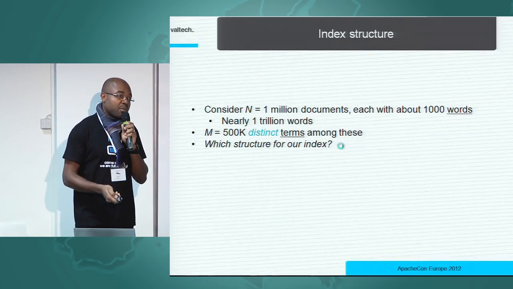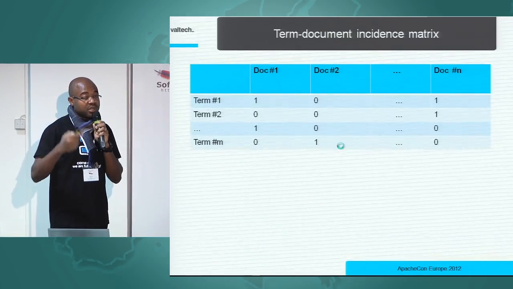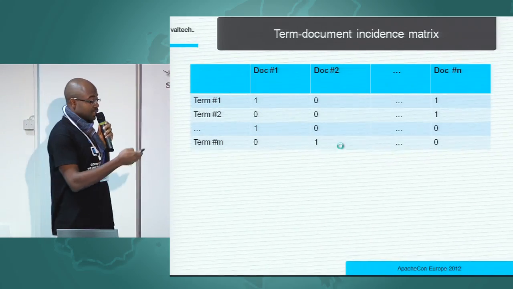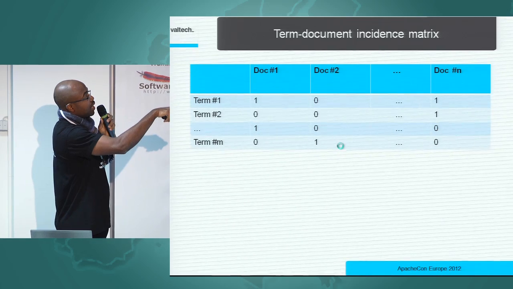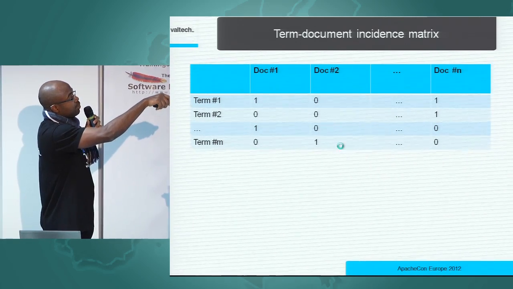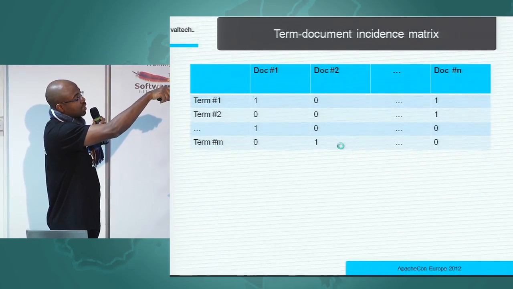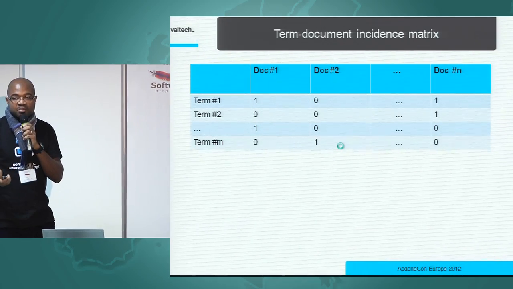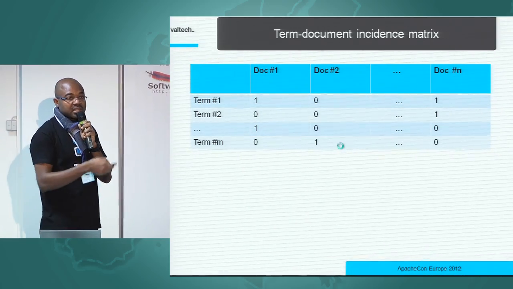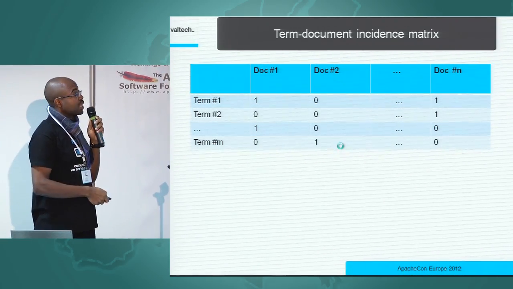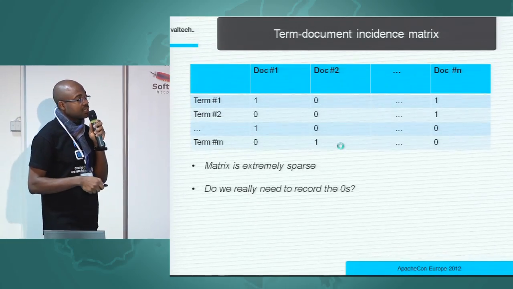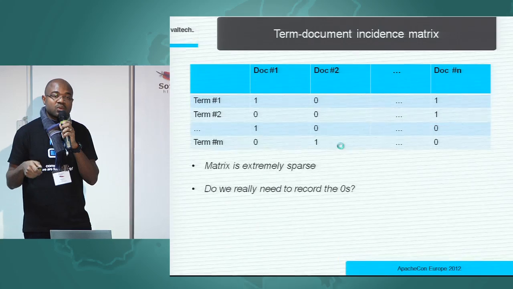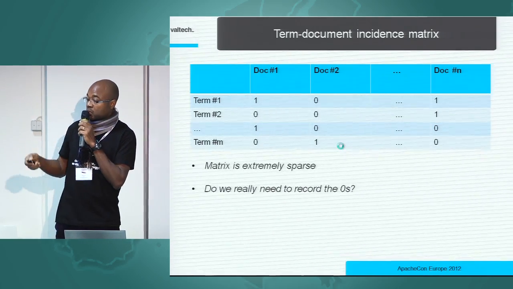Researchers thought about this, and the first answer that came to mind was to build something called a term-document incidence matrix. That is, you have the terms here and the documents there, and when a term appears in a document, you just write 1, and if it does not appear, you just write 0. That was the first approach. But they saw that this approach was not efficient because there were too many 0s in your matrix. The matrix was extremely sparse, and you really do not want to record the 0s.